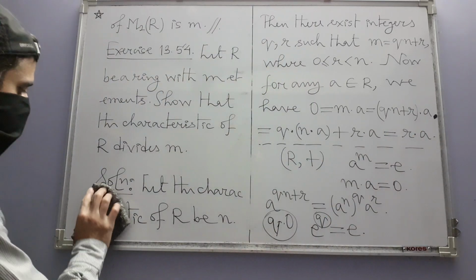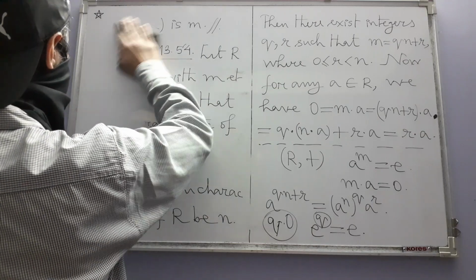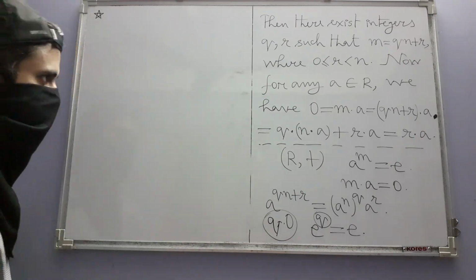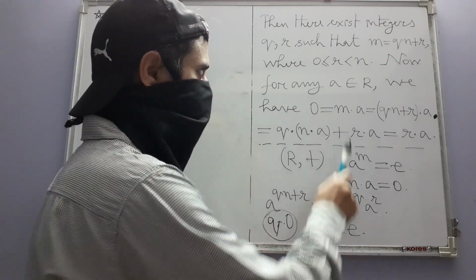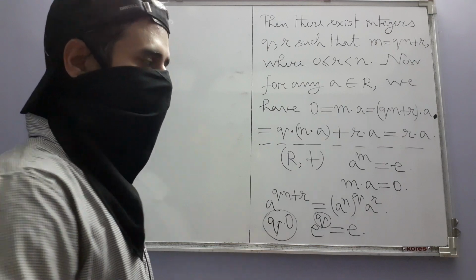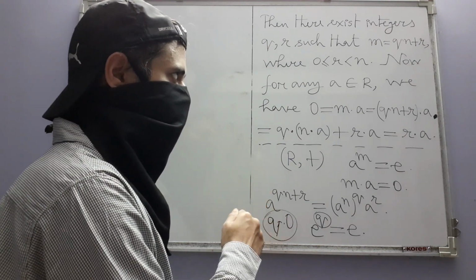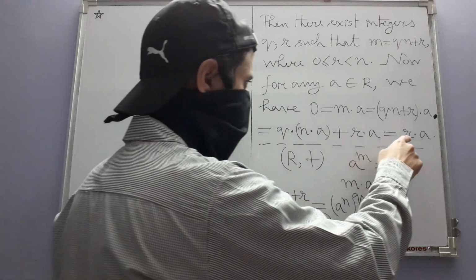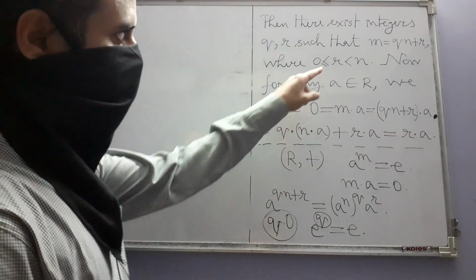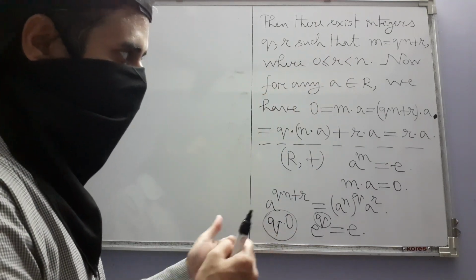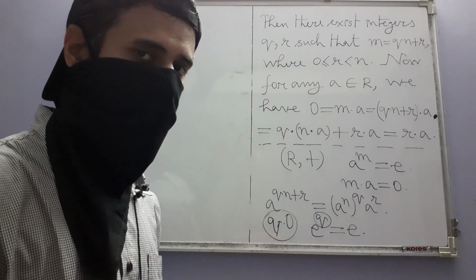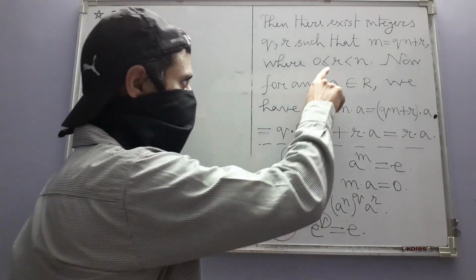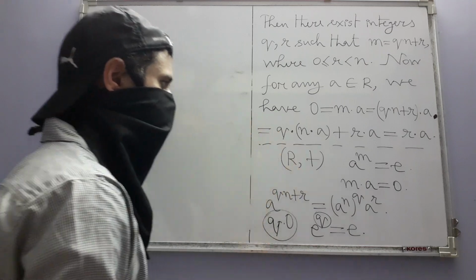But now what can we say from this equation? We know that n, being the characteristic of R, is the smallest positive integer such that if you take n dot a, you are going to get 0 for every element a in R. But here we are getting r dot a equal to 0, and r is already less than n. So in this situation, if r also becomes a positive integer, then the minimality of n as the characteristic is violated, and that cannot happen. So r cannot be positive, r has to be equal to 0.